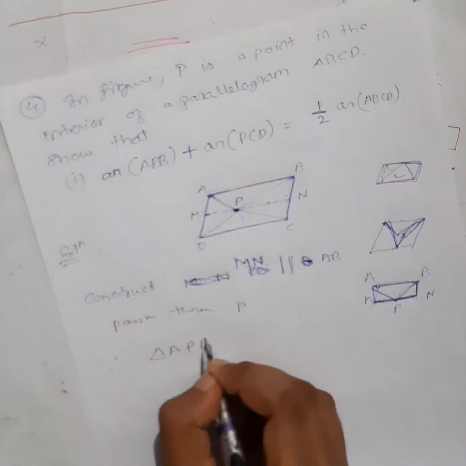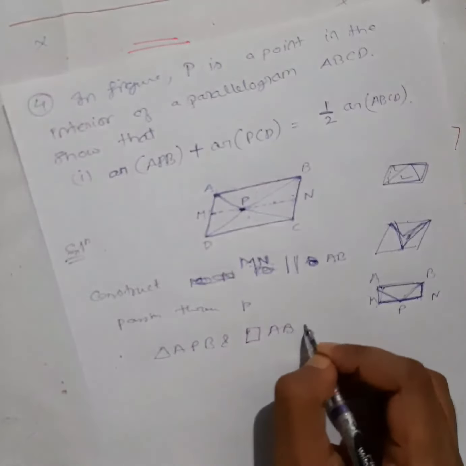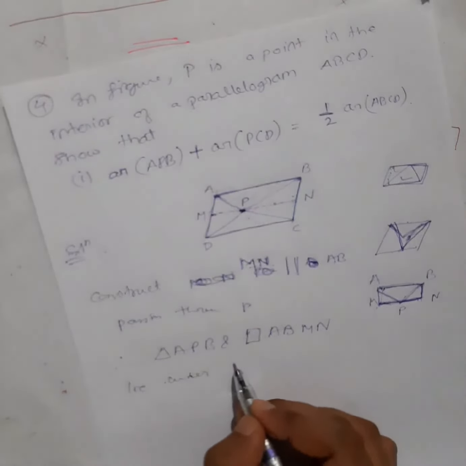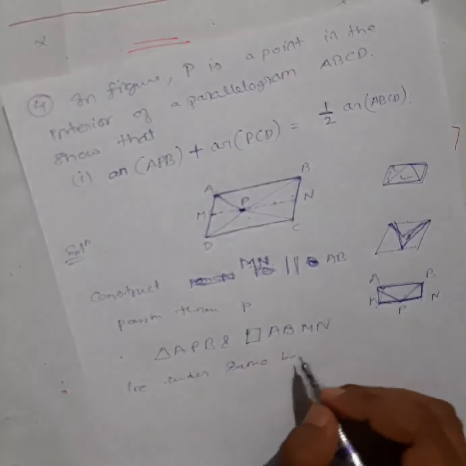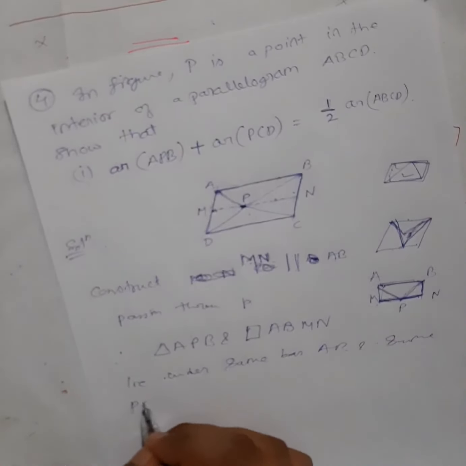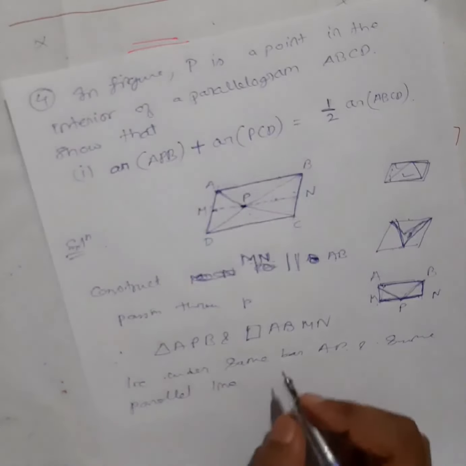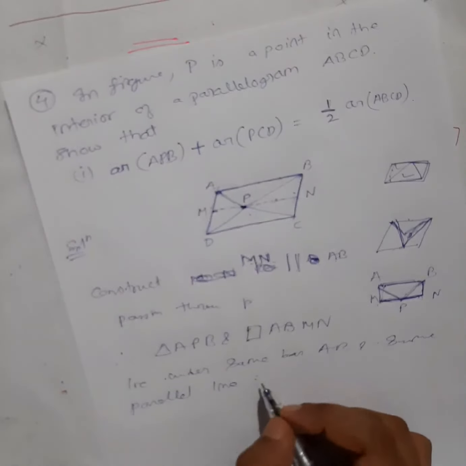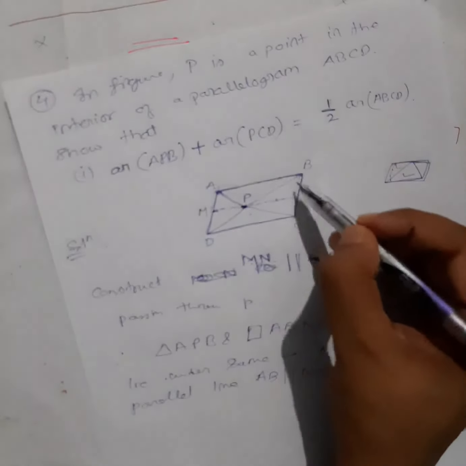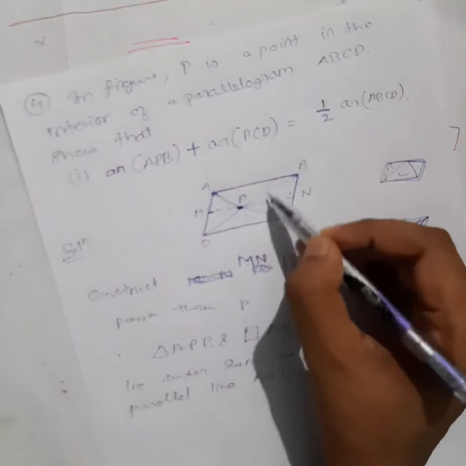So therefore, triangle APB and quadrilateral, that is parallelogram ABMN, lie under the same base, that is AB, and the same parallel line. We have done this one, right? Like this problem I have done in a previous question also. That's why I'm writing directly like this, okay? AB is parallel to MN. You know that this line and this line are parallel, and this triangle lies on the parallelogram, right? On the same parallel line and same base.